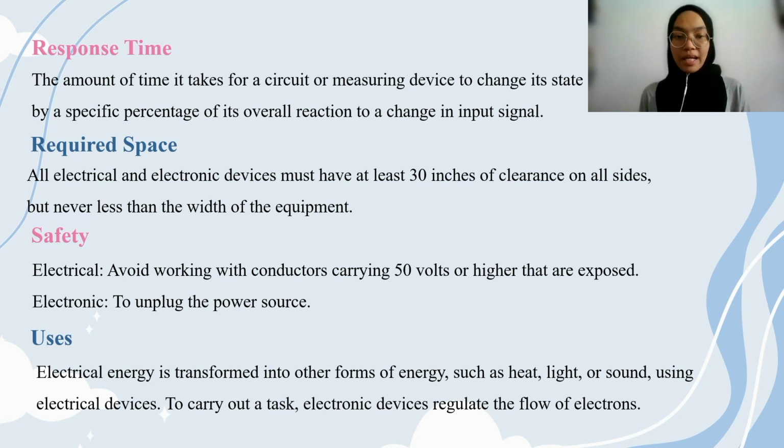Required space: all electrical and electronic devices must have at least 30 inches of clearance on all sides, but never less than the width of the equipment. Safety, electrical: avoid working with conductors carrying 50 volts or higher that are exposed. Safety, electronic: unplug the power source. Uses: electrical energy is transformed into other forms of energy, such as heat, light, or sound, using electrical devices. To carry out a task, electronic devices regulate a flow of electrons.